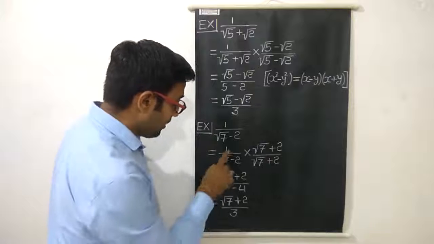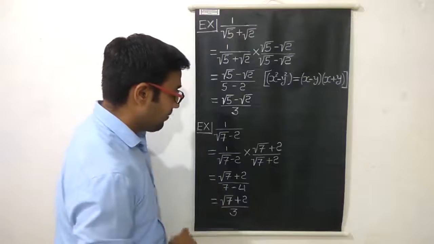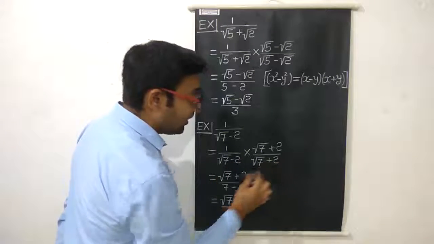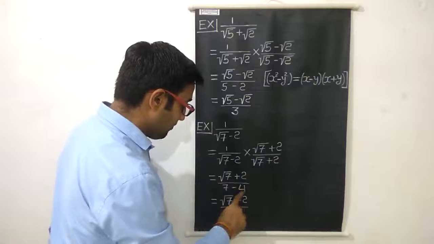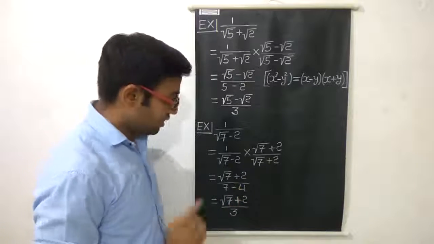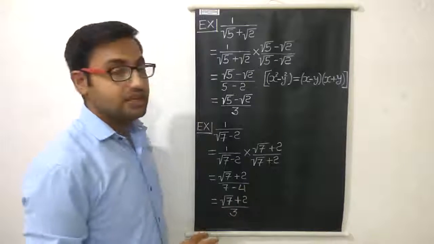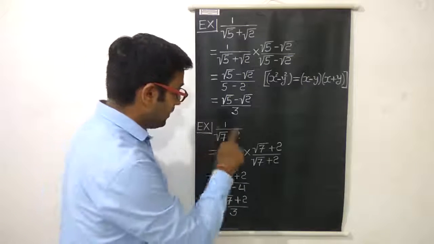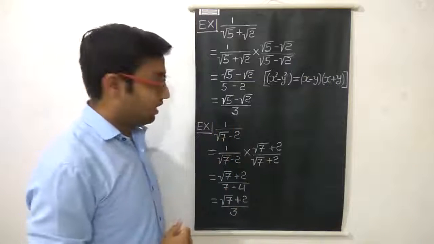Denominator, what will happen? Under root 7 square, that is 7, and 2 square, that is 4. So 7 minus 4 is 3. Numerator remains as it is. So again, you can see that the denominator here is a rational number. Here it was an irrational number. So we rationalize the denominator, right?